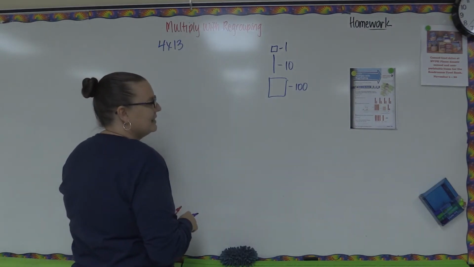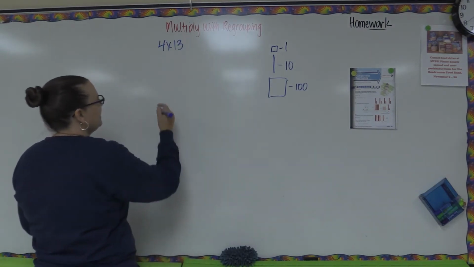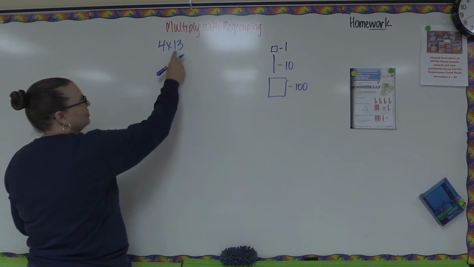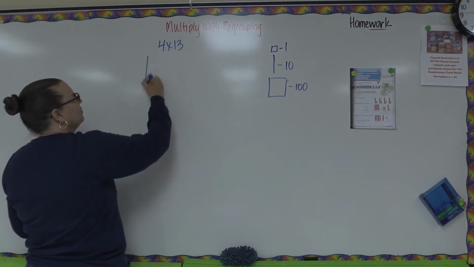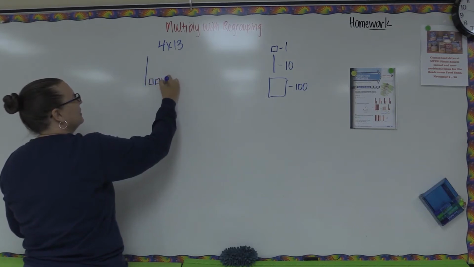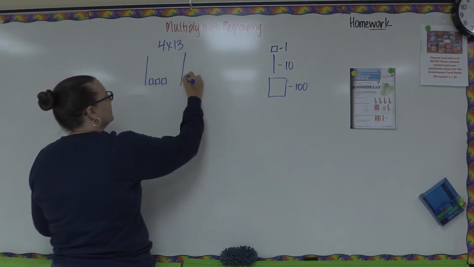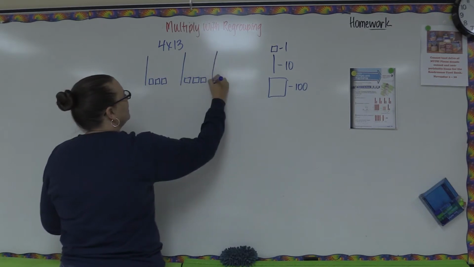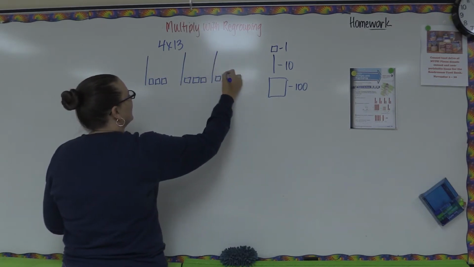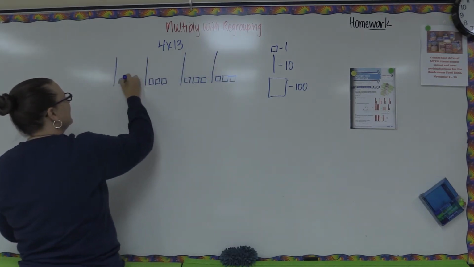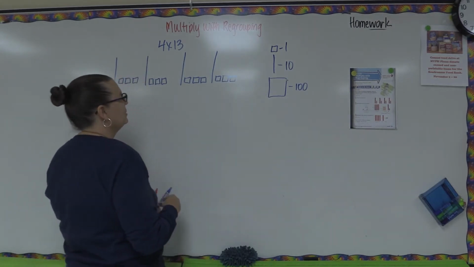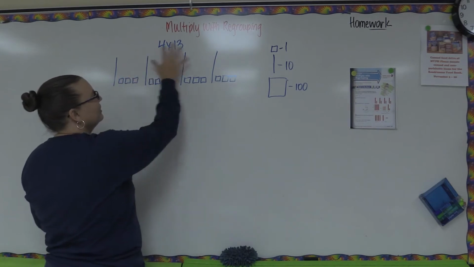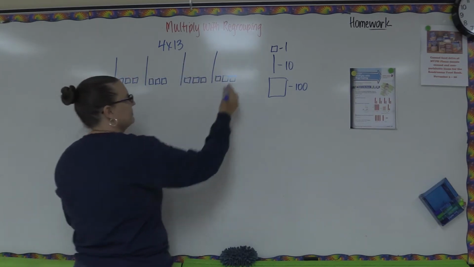So the first thing they did in step 1 was they went ahead and drew those out as base 10 blocks. So 4 groups of 13 is a lot easier than 13 groups of 4. So I'm going to do 4 groups of 13. So there's 1, 2, 3, 4. Okay, to find the answer to that question, we're going to have to regroup what we have here, okay?